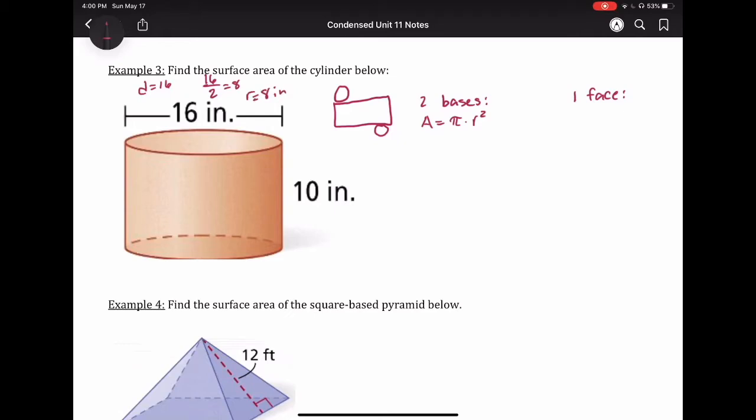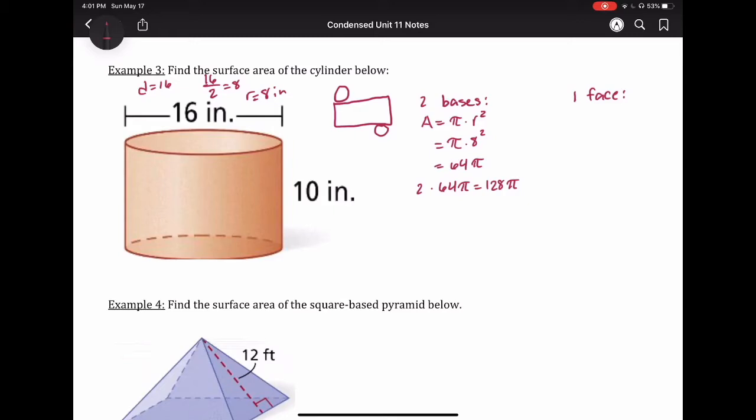So the area of my bases will be pi times 8 squared, which is equal to 64 pi. I'm going to hang on to the pi for a second because I have two bases, so I'm going to multiply 2 times 64 pi, and then we'll multiply the pi in. 2 times 64 is equal to 128, so I have 128 pi. And I'm just going to hang on to that for a second, and you'll see why. We're going to switch over to the face.